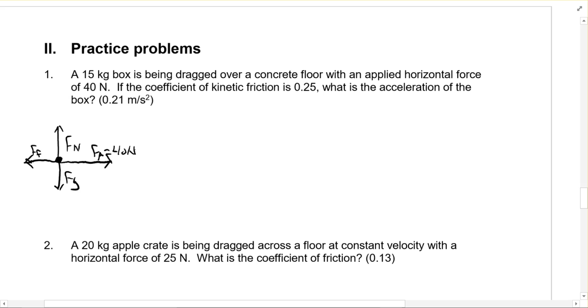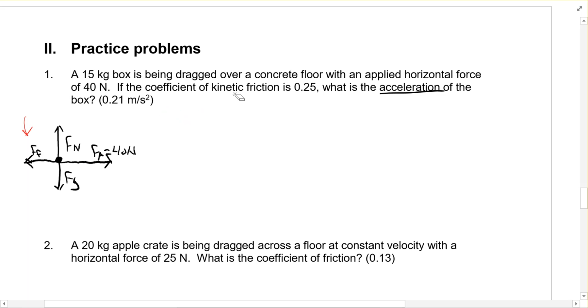Really, what we got to do, when it's asking what is the acceleration of this box, what I'm after is I got to figure out the force of friction. And then once I figure out that force of friction, I'm just going to be able to go 40 minus that to figure out what my net force is. And then I'm going to be able to go F net is equal to ma, and then solve for acceleration. That's kind of where we're at here.